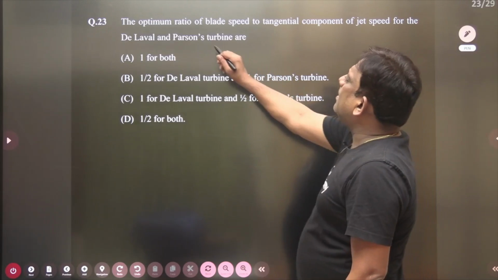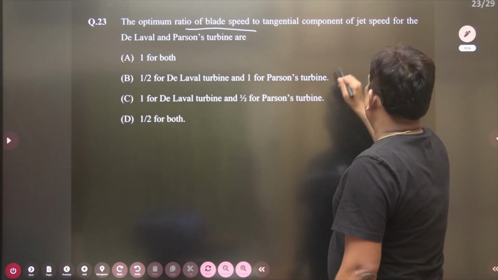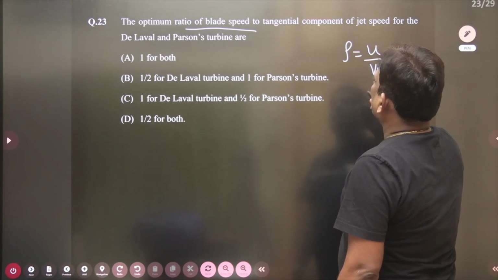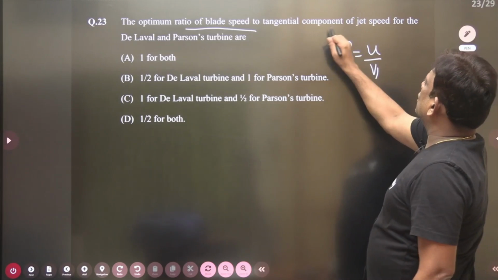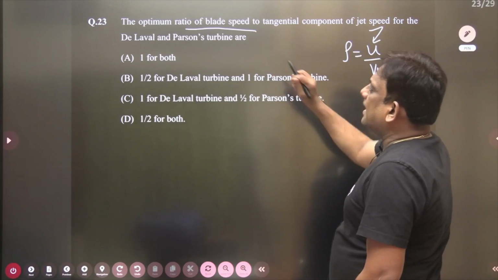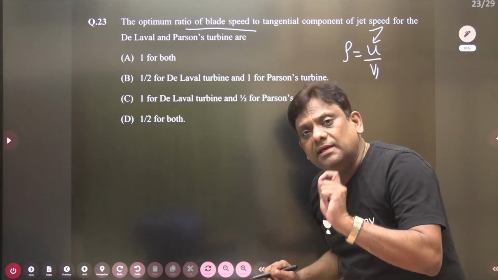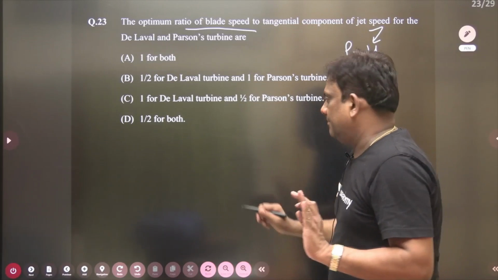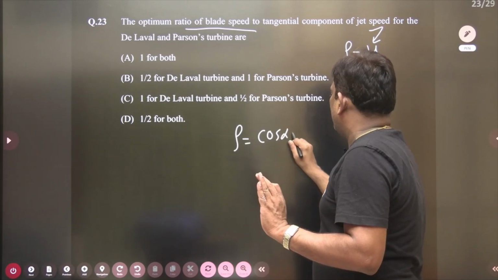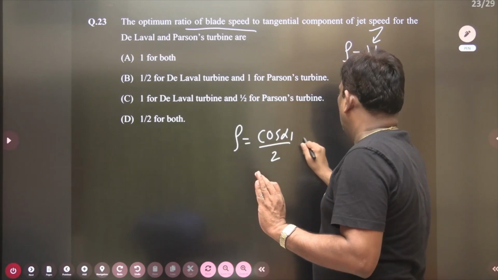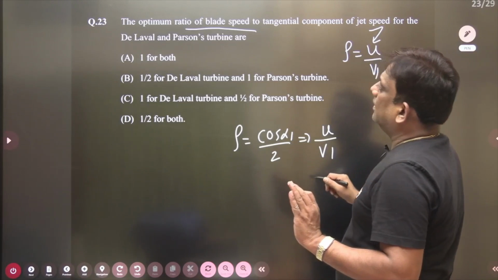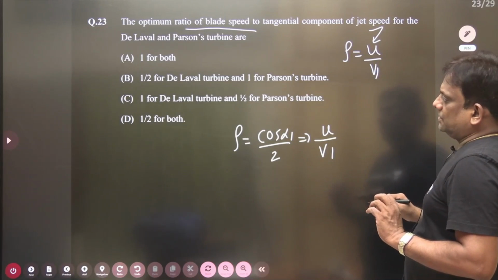The optimum ratio of blade speed. So rho is equal to U by V1, the tangential component of jet speed, that is blade speed, for the De Laval turbine, which is a simple impulse turbine. So rho is equal to cos alpha 1 by 2, and therefore U by V1 is equal to cos alpha 1 by 2. That is the optimum blade speed ratio.